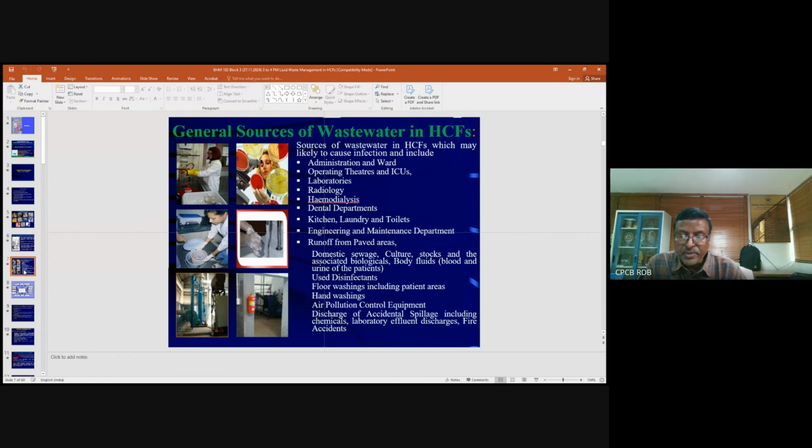Air pollution control equipment: if a DG set or steam boilers or any other equipment are there, wherever air pollution control systems are adopted for control of emissions from particular activities or equipment, then there will be liquid waste generation from the air pollution control process also. Apart from that, accidental spillage may occur, which includes chemicals, laboratory effluent discharges, fire accidents, etc. Therefore, these are the possible sources of wastewater generation in healthcare facilities, and you have to keep that in mind.